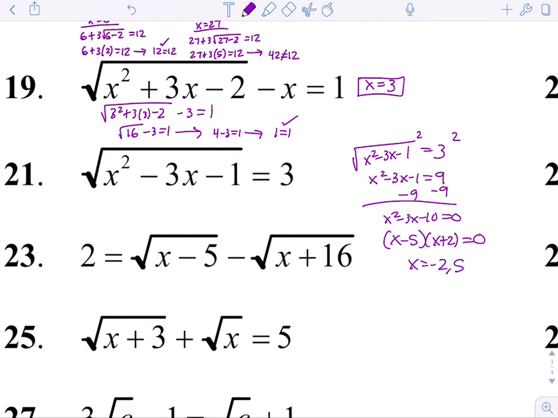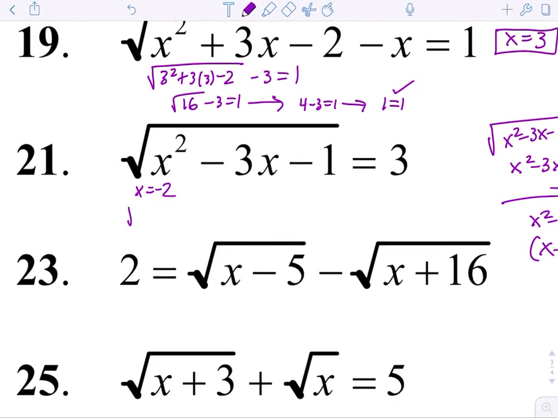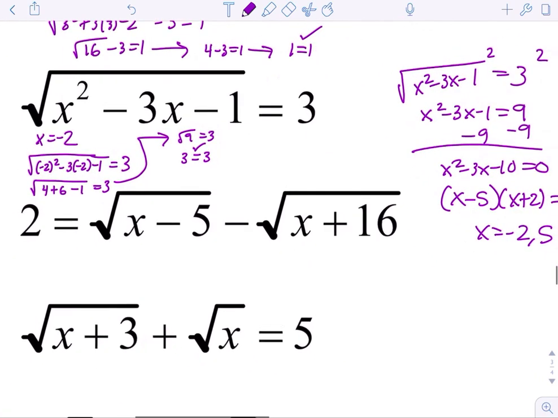So, we have to check our answers. If x is equal to negative 2, we are going to have the square root of negative 2 squared minus 3 times negative 2 minus 1 is equal to 3. Negative 2 squared is 4. Negative 3 times negative 2 is 6. And then minus 1, all equal to 3. That's going to give us 4 plus 6 is 10, minus 1 is 9, so the square root of 9 is 3. 3 is equal to 3. So x equals negative 2 is certainly an answer.